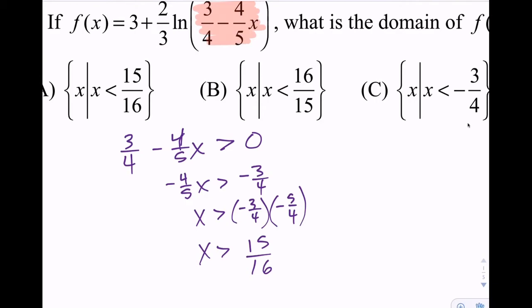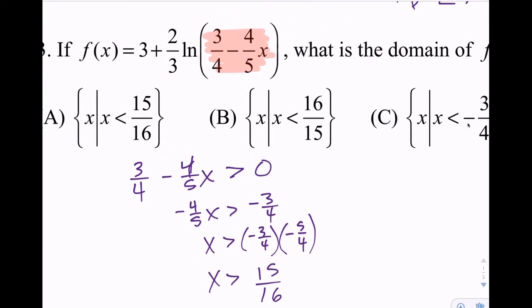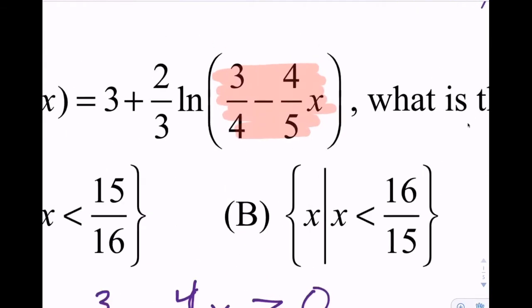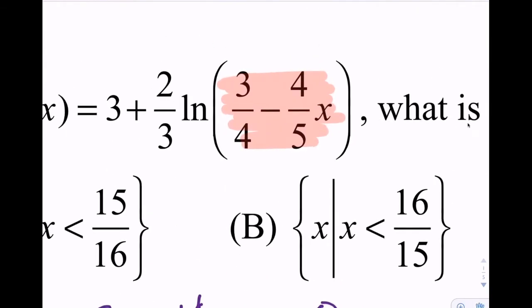Checking. I always check. So I'm going to pick a number now bigger than 15/16, like 16/16, a.k.a. 1. I'm claiming 1 works, right? Let's try it. If I plug in a 1, I get 3/4 minus 4/5. Oh, what is 3/4 minus 4/5? Well, that's going to be 15 minus 16, which is negative 1/20. I end up with a negative number. Holy moly, smokers.